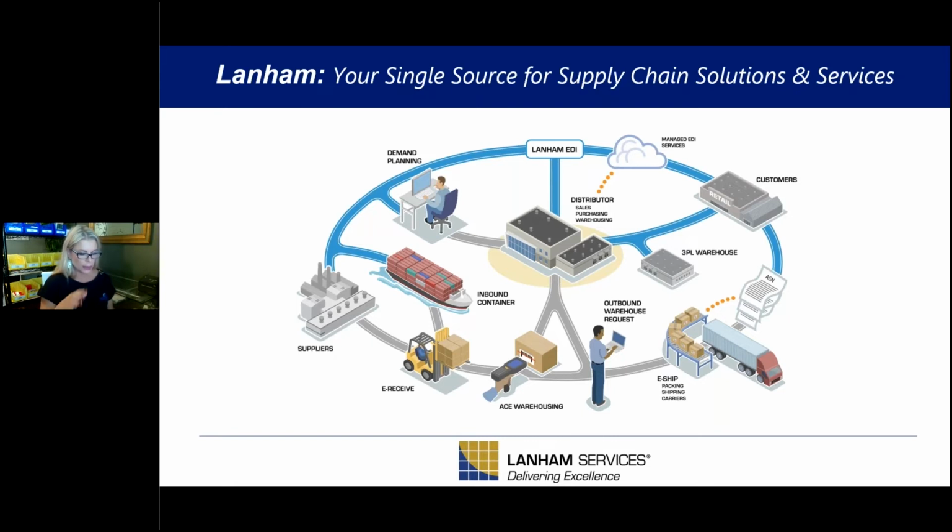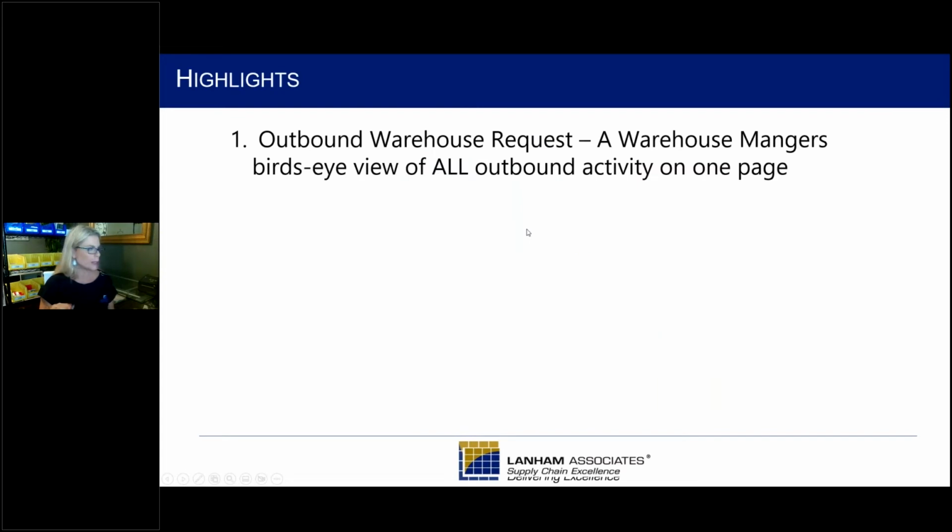So this represents the entire Lanham supply chain wheel, and as you can see, it's very comprehensive, but keep in mind, since these solutions are all built to work together, you can start anywhere and grow based upon your business needs. So today, I've got 3 highlights that I'm going to be talking about. Outbound Warehouse Request, which is a warehouse manager's bird's eye view of all outbound activity on one page. If you ship inside of Business Central, this should always be something that's considered. I was a former consultant, and anytime I had a distributor that I was working with, I would always recommend OWR.